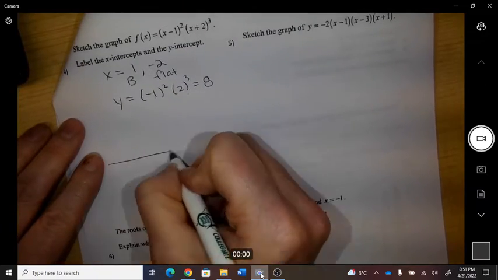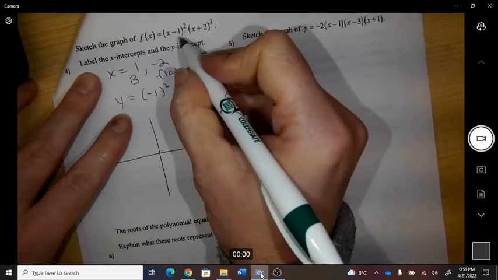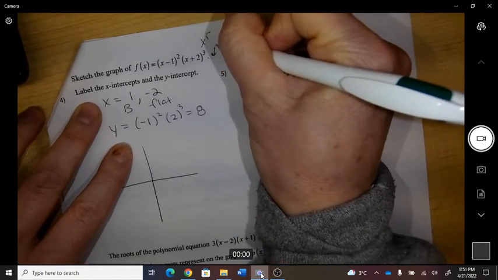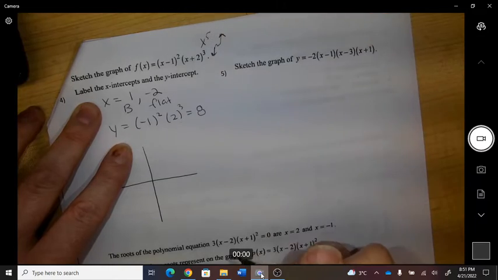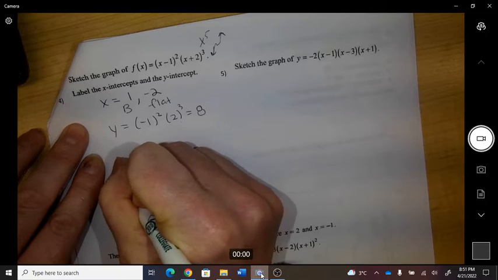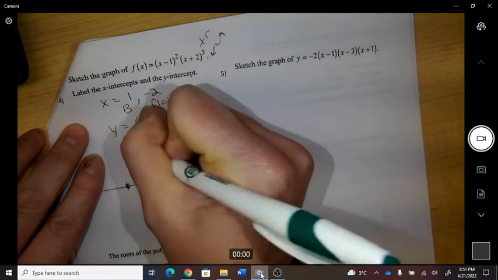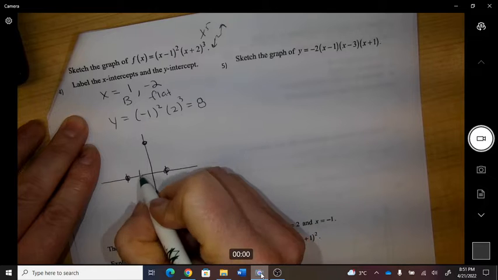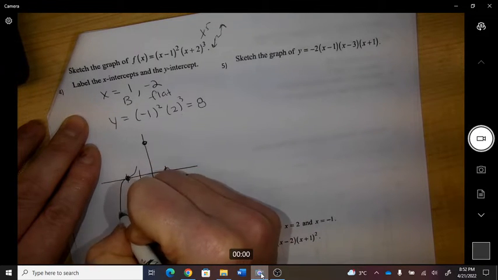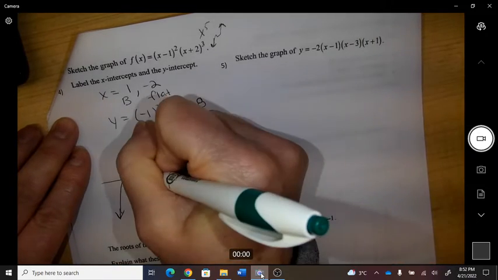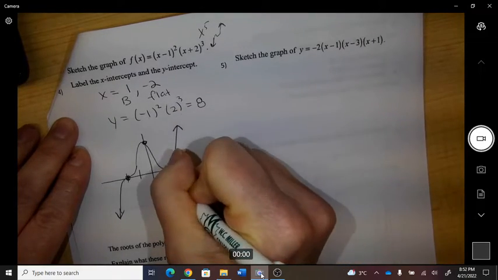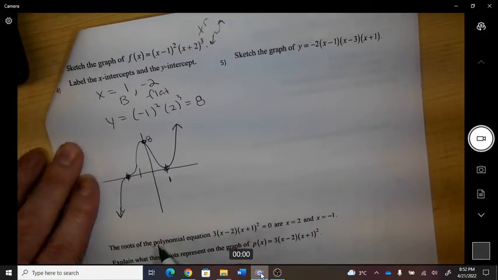So now this is an x to the 5th. So I do know that my arrows will be going in that kind of direction. So at 1 and -2 and up here at 8. So at -2, I'm going to go through with a flatten. And then I have to cross through that. And then off here, I'm going to have to bounce. So 1 and 8.